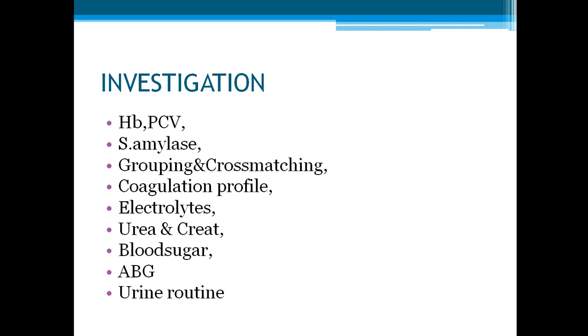So how do you investigate a patient with blunt trauma of the abdomen? Initial investigation comprises a complete hemogram, especially you look for any drop in the hemoglobin and packed cell volume. The most important thing is blood grouping and cross matching, because if required, this should be done immediately. The coagulation profile, electrolytes, renal function, blood sugar, arterial blood gas analysis, urine routine and serum amylase, these all come as part of a routine examination in a patient with blunt trauma.